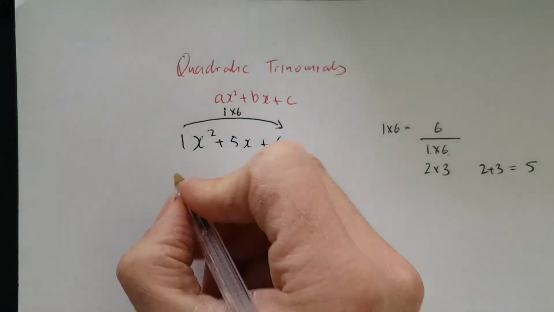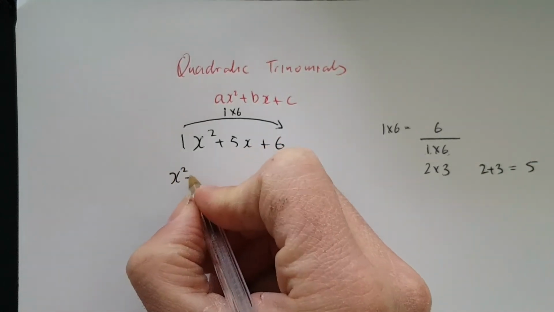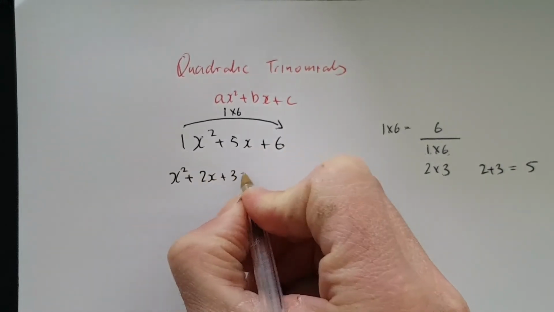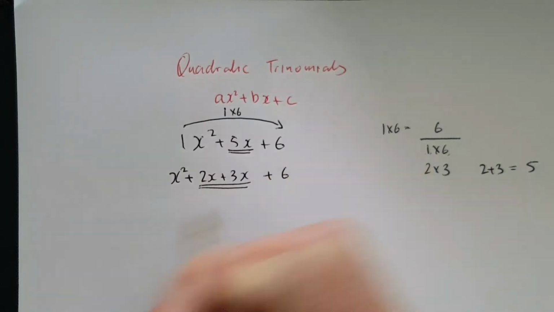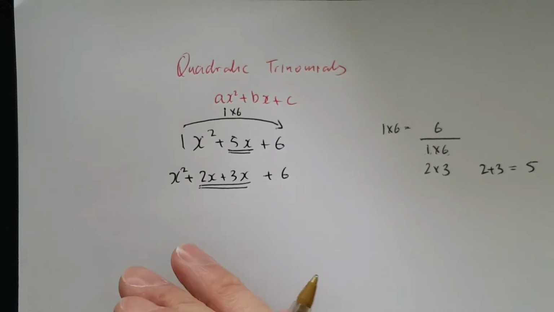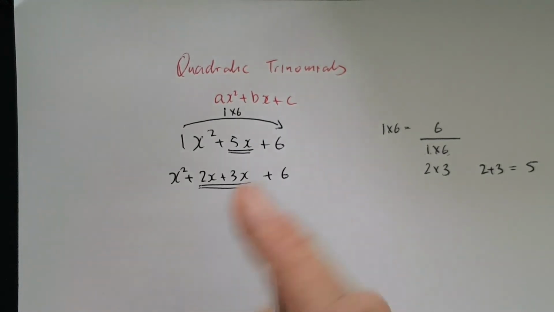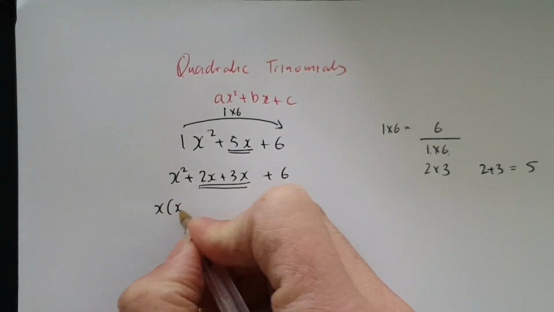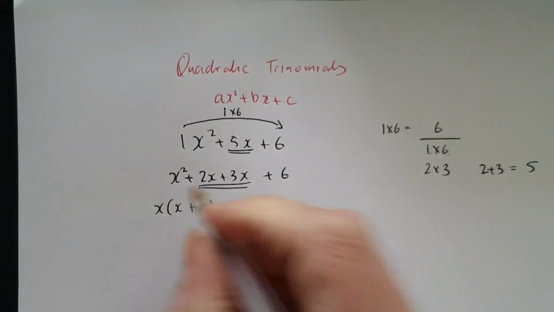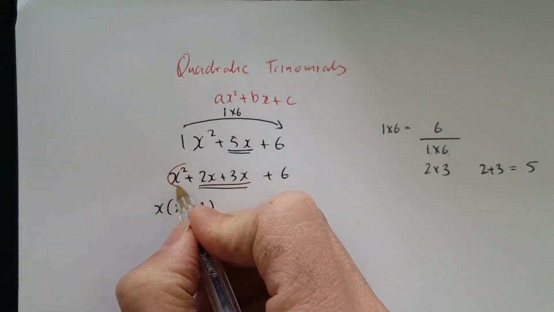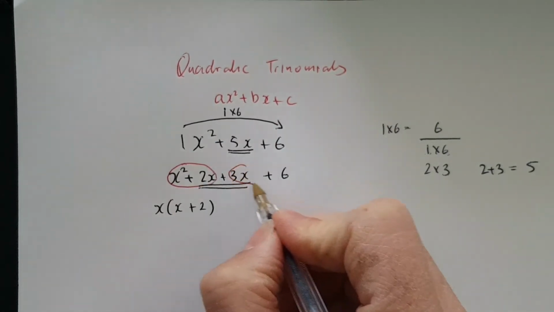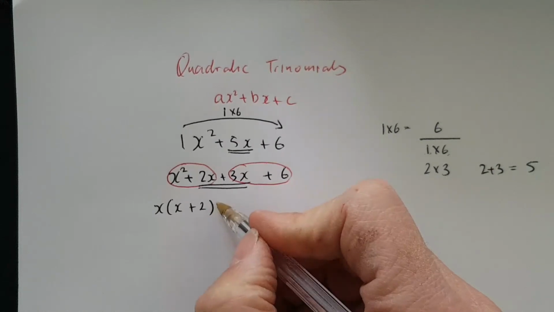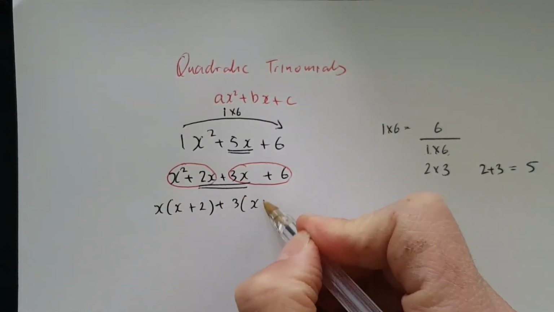Okay, so I'm going to rewrite my quadratic expression as x squared plus 2x plus 3x. So the 5x has now become 2x plus 3x, which is still the same value. And now I have 4 terms, so we're revisiting chapter 6 again here, and now we're looking at groups of common factors. So I factorise by x outside of x plus 2, the highest common factor for the first 2 terms, and the highest common factor for the second 2 terms, which would be plus 3 outside of x plus 2.